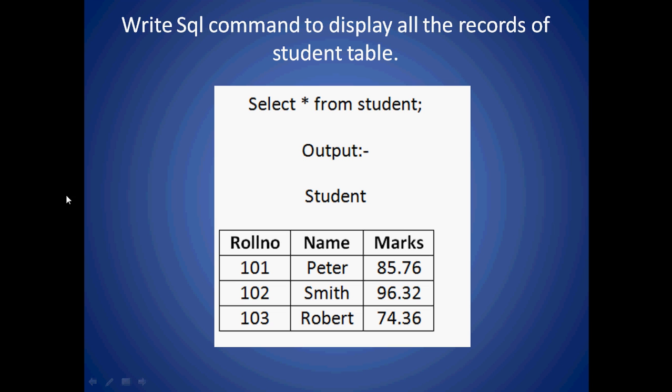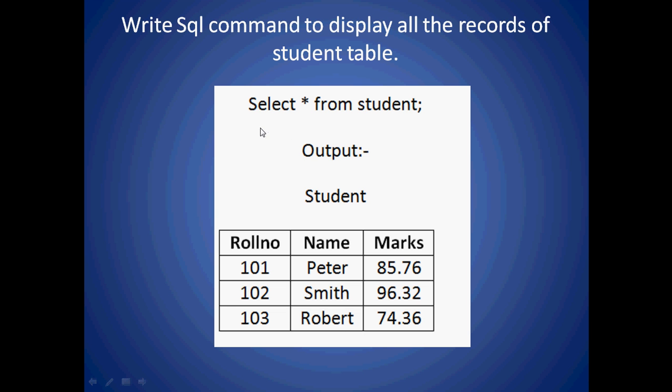So for our command we can use SELECT. Then we can use star. Star means the complete table, including all columns with all rows. FROM, table name is student. Then we use a semicolon and press enter. After executing this command, it will give the complete table. You can see roll number, name, marks: 101 Peter 85.76, 102 Smith 96.32, 103 Robert 74.36.